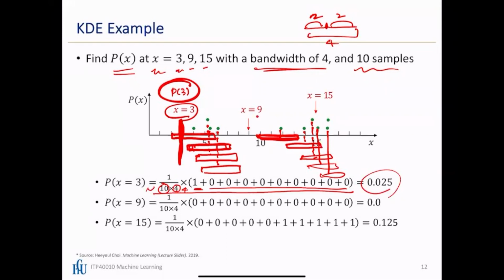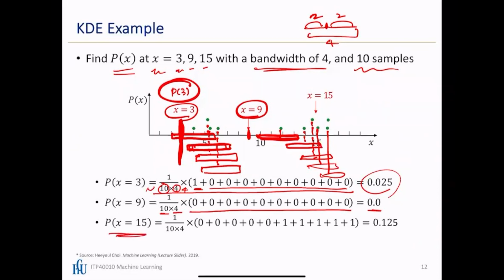Now let's think about P9, where this specific point does not overlap with any of the kernels. So we start with writing down n and h to the d, which is 4 to the 1. And none of the kernels are overlapping with 9. So this is probability 0.